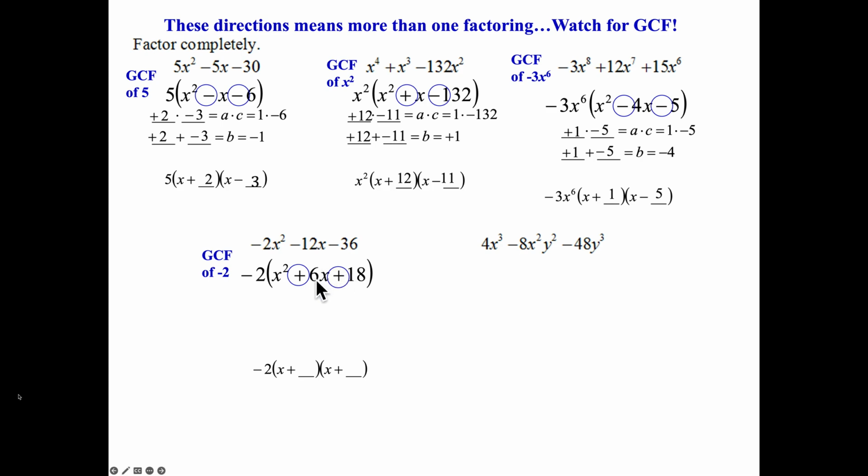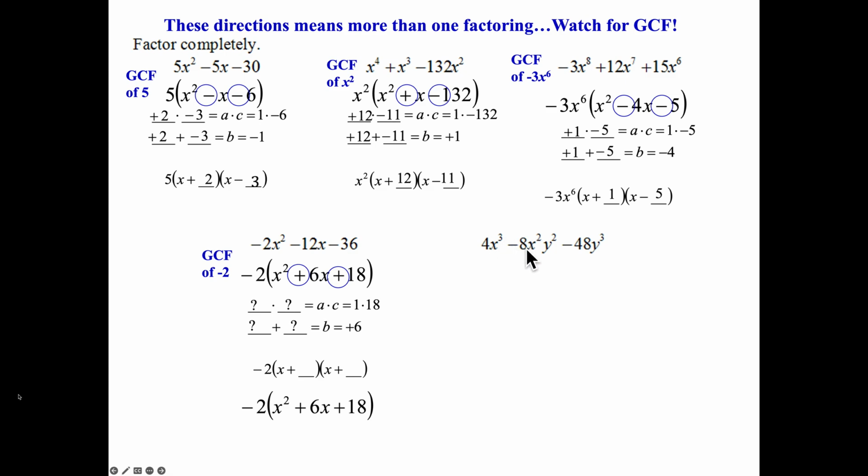No. It's either 9 and 2 or 1 and 18. None of those are going to work. Okay, nothing will work, so therefore nothing's going to go here. Now, this is not prime. Because you did take out a GCF of negative 2, then this is my final answer. We did a little factoring. We didn't do the trinomials. So don't call it prime because we did factor out a GCF.